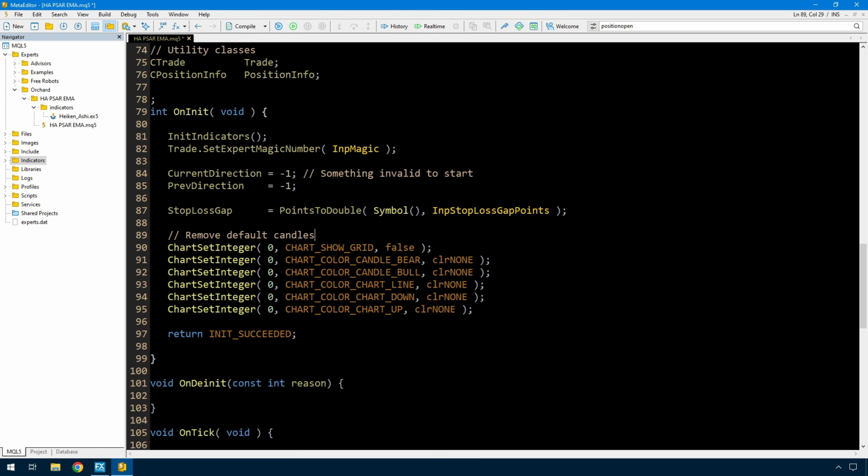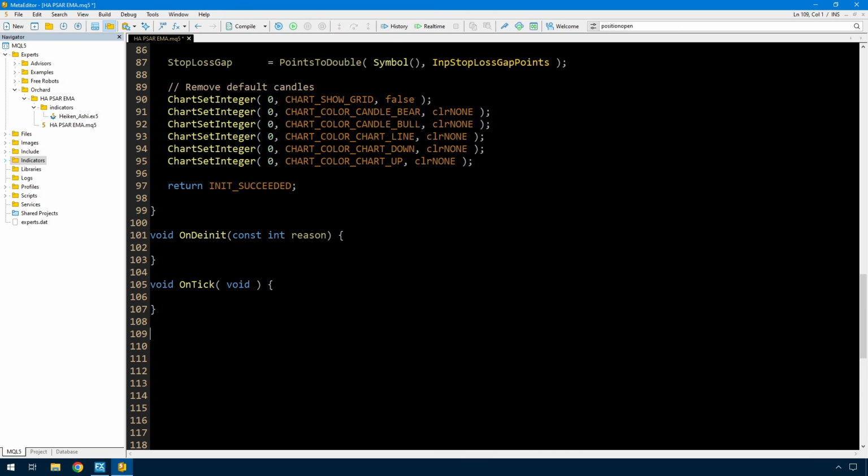Now one more thing I want to do, because I'm using Heikin-Ashi candles, I'm going to hide the standard candles from the chart. So some chart set integer statements here, the grid, bear, bull, line, down and up, all set to colon none, and the grid to false. And then just return init succeeded. Let's write the init indicators function before we go any further.